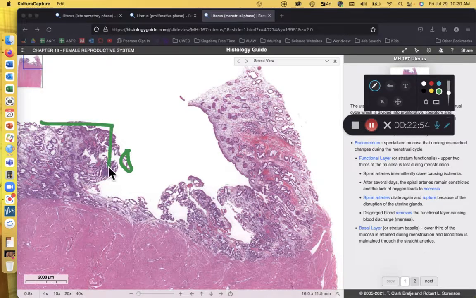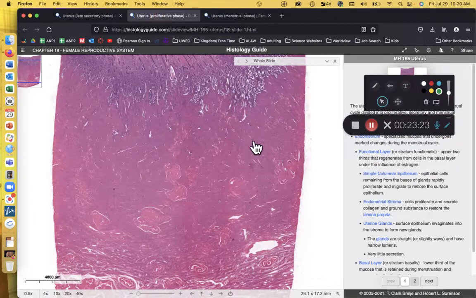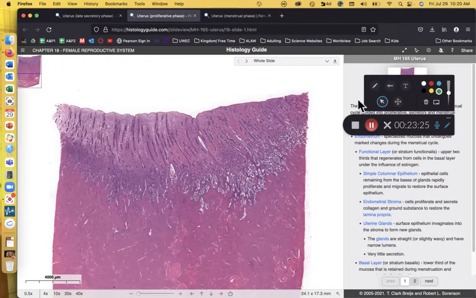The functional layer of the endometrium is becoming much thinner and sloughing off. And the basal layer, shown here, is much thinner and will be left behind. This is typically day 1 through day 5 of your average uterine cycle. And after about day 5, menstrual bleeding will cease, and then we go to proliferative phase.